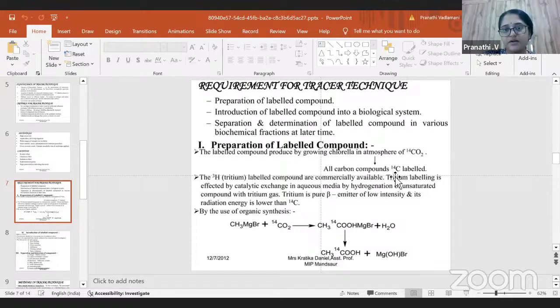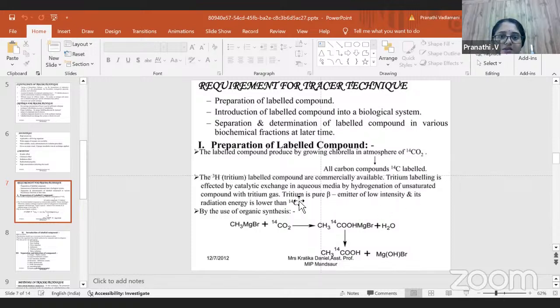What are the requirements for a tracer technique? Preparation of the labeled compound, then introducing that compound into the biological system. Then you have to separate and determine the labeled compound in the different biochemical fractions that you get. You can label the compound, for example, by growing Chlorella in an atmosphere of C14. Then all the carbon compounds are going to be labeled with the C14 isotope. The tritium-labeled compounds are usually available commercially and prepared by catalytic exchange.